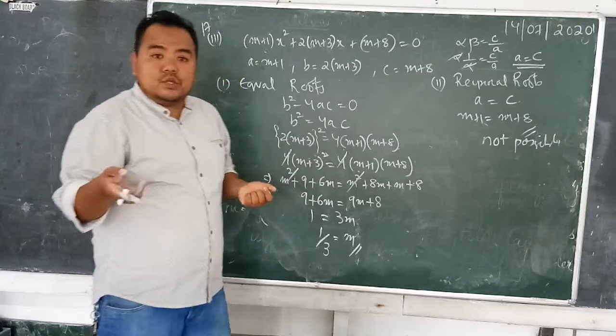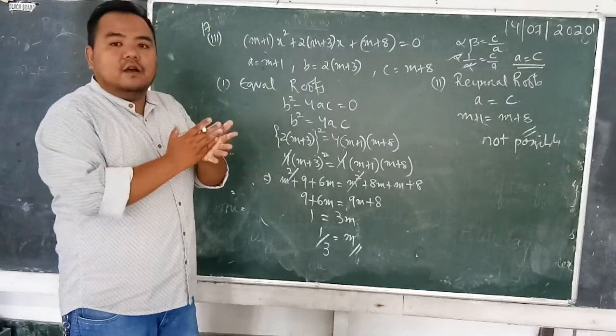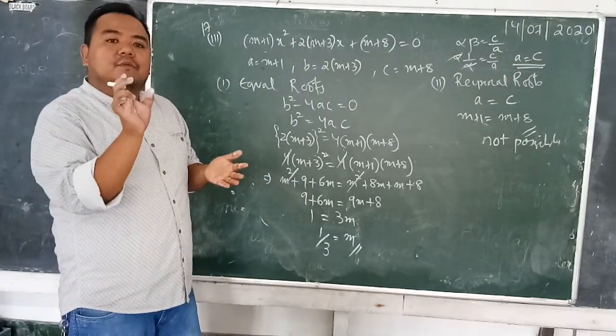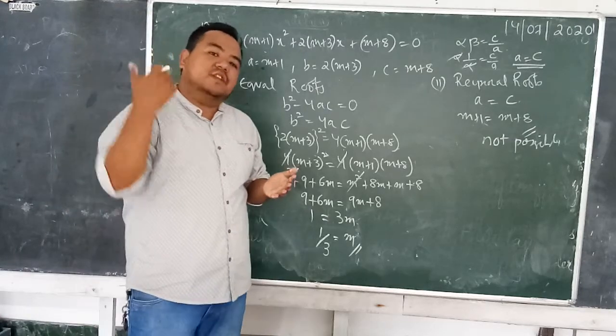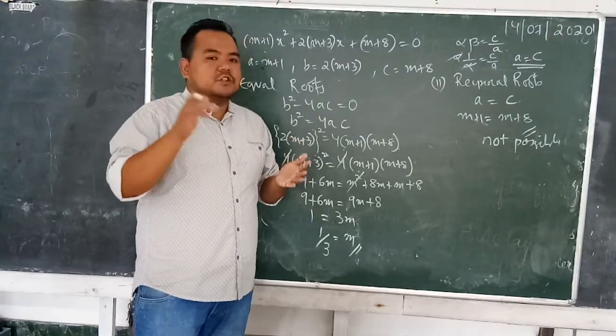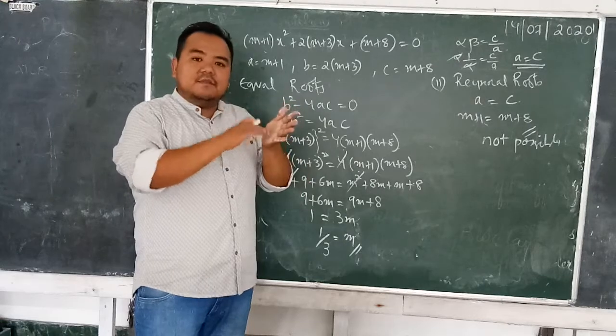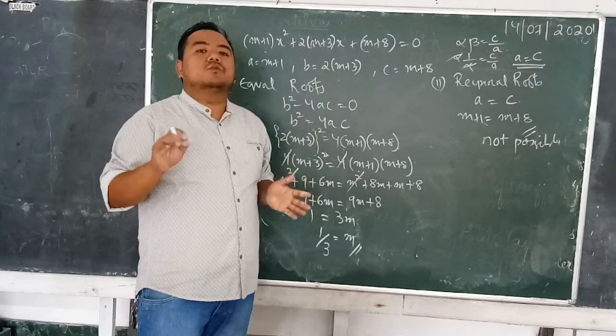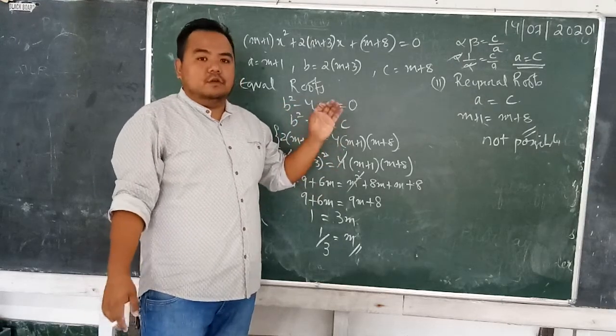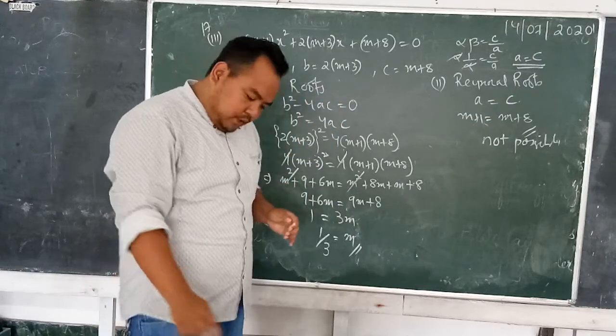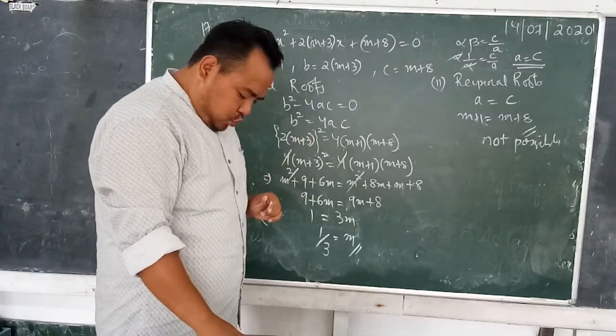Third, real roots. Complex means any negative number inside a square root. So a number is said to be real if it is not complex. That means the discriminant has to be greater than or equal to 0 for us to get real roots. Is that okay? So this was type 2.